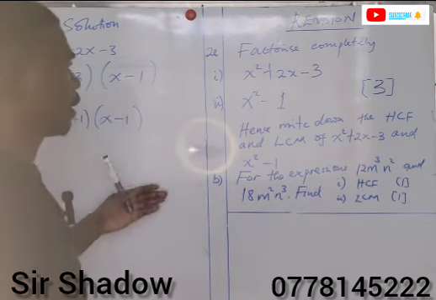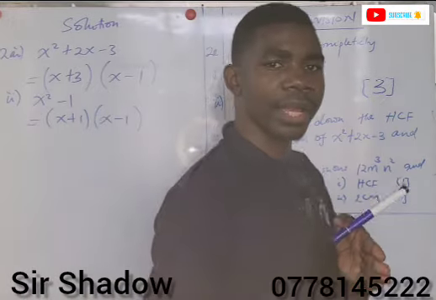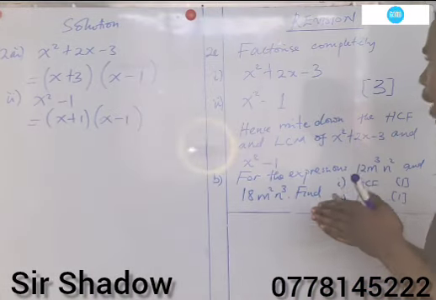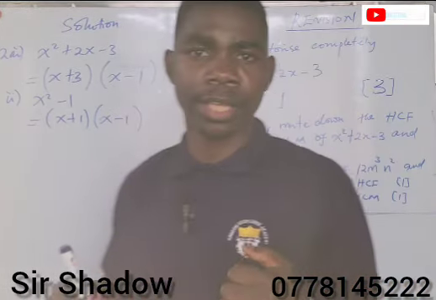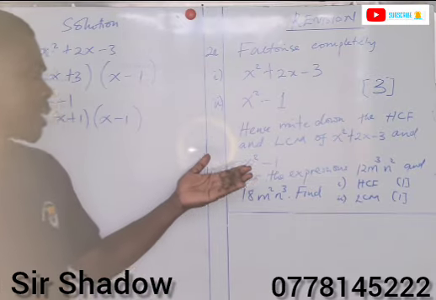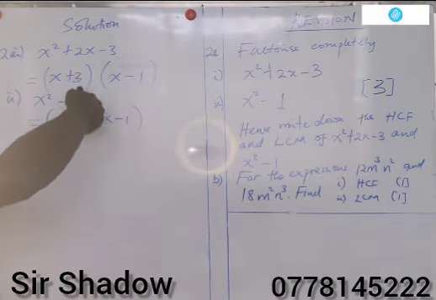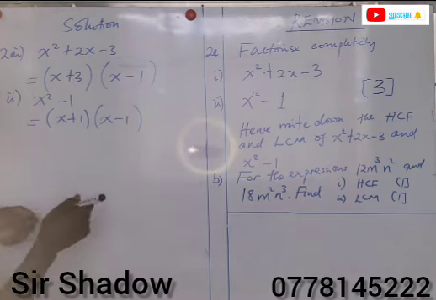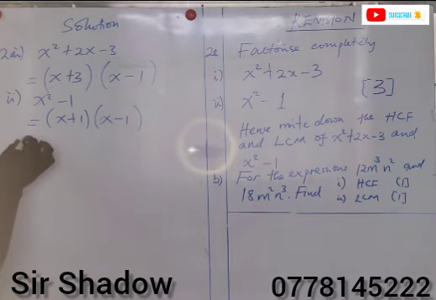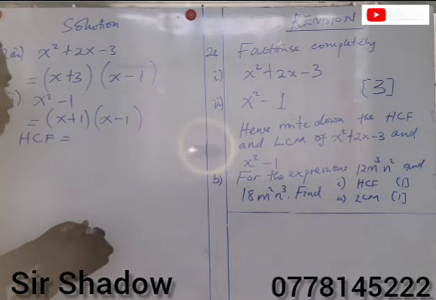We are done with the factorization of question 2a item 1 and also question 2a item 2. Let's move on to the hence part. Remember, hence just simply means use the solution from above. We are using this solution from above to find the highest common factor, HCF. Let's start with the HCF.